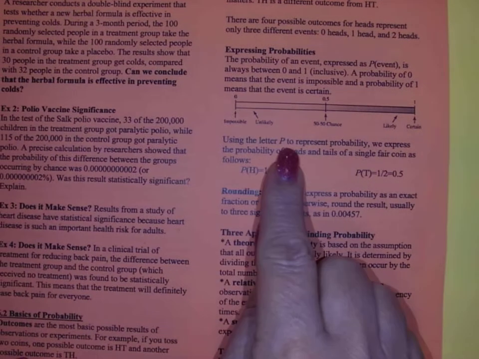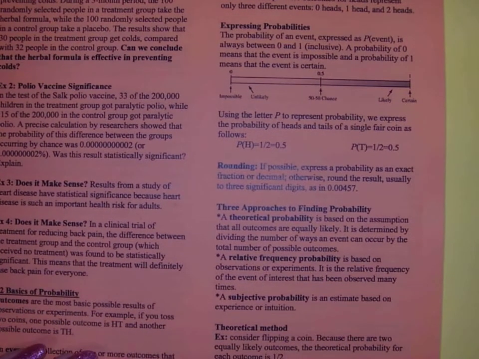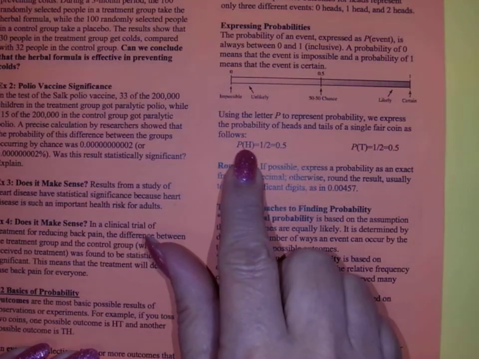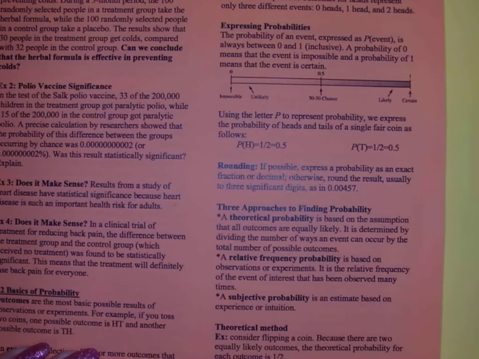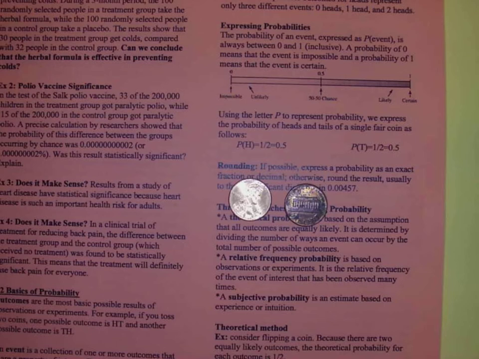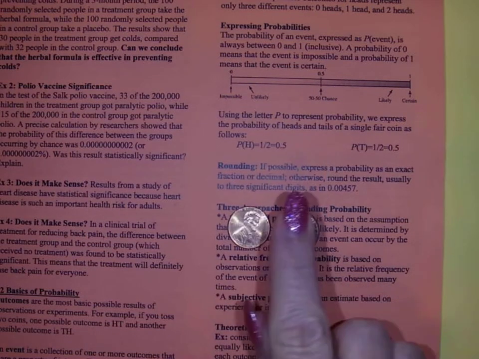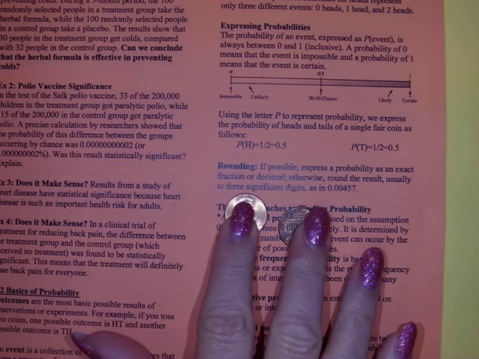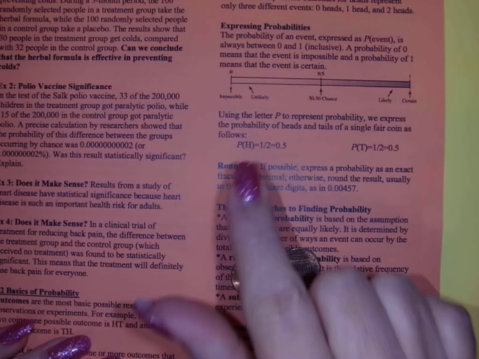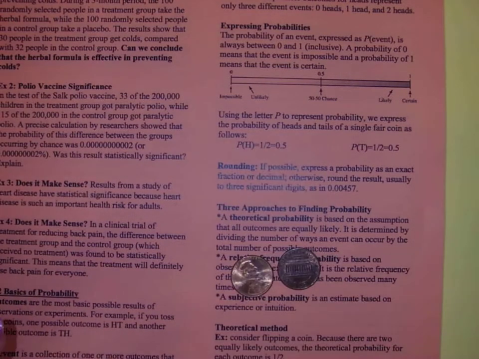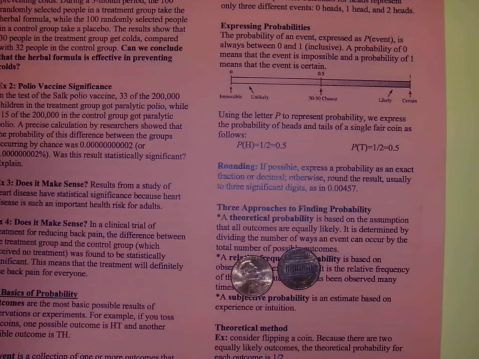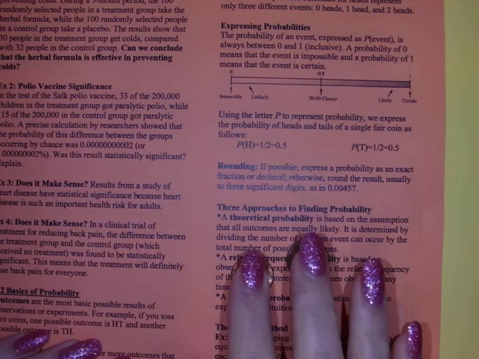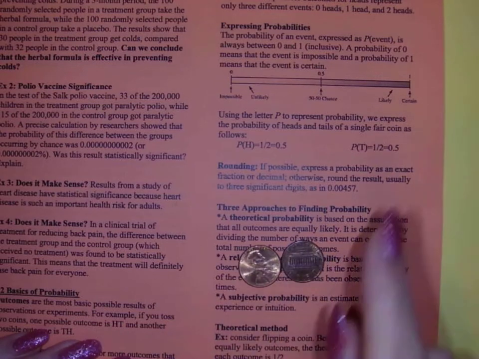So using the letter P to represent probability, we express the probability of heads of a single fair coin as the probability of H is 1 out of 2. Now, why is it 1 out of 2? Well, there are 2 sides to our coin, right? We have a head and we have a tail. So the chance of it coming up heads is going to be 1 out of 2 possibilities when we flip a coin. So it's 1 out of 2, which can also be written as 0.5. The probability of getting a head when there are two sides to the coin is 1 out of 2.